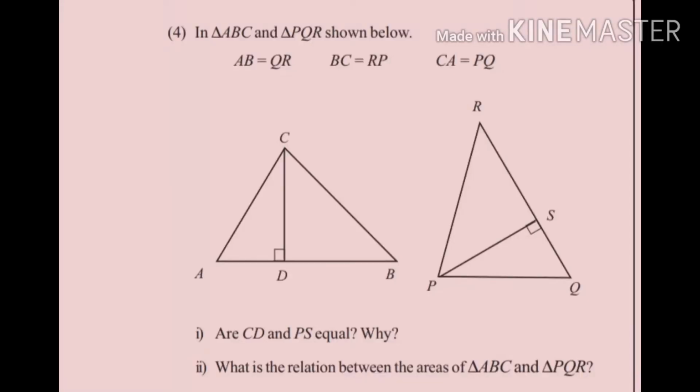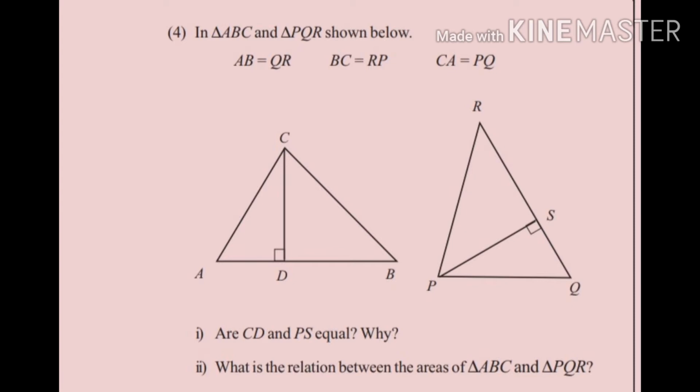Next is question number 4. Triangle ABC and triangle PQR are shown below. AB equal to QR, BC equal to RP and CA equal to PQ. The first sub question is: are CD and PS equal? Why? The second sub question: what is the relation between the areas of triangle ABC and triangle PQR?